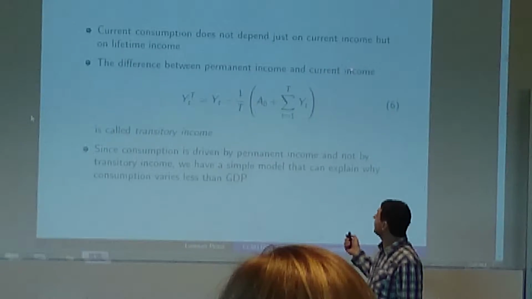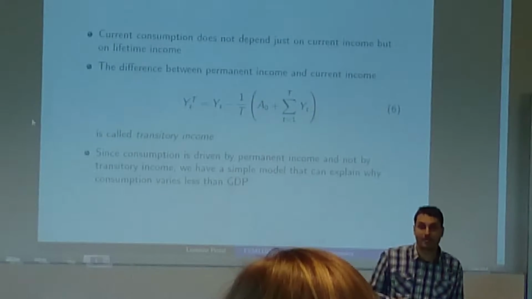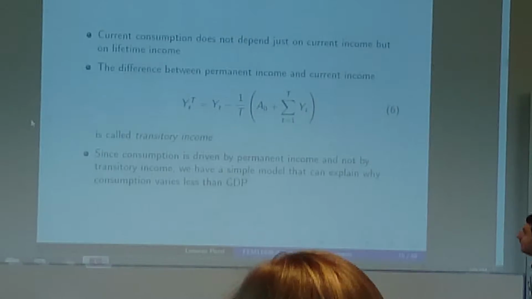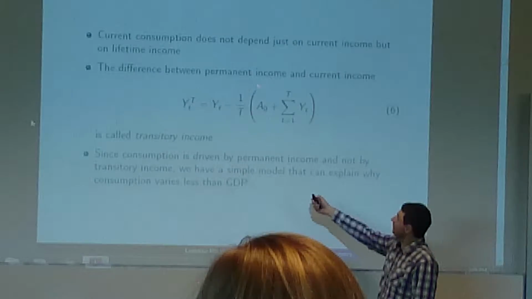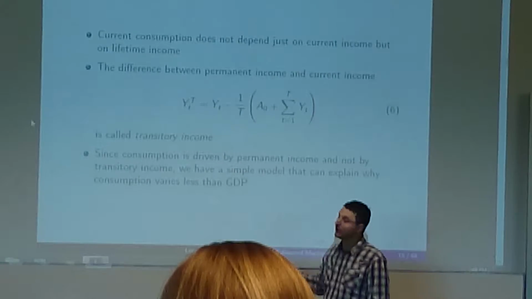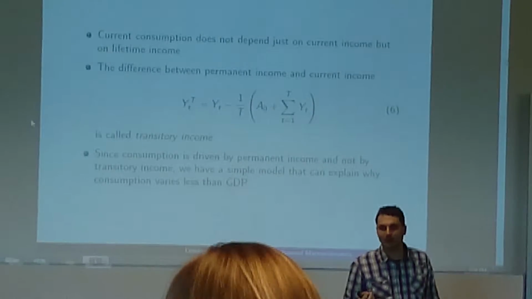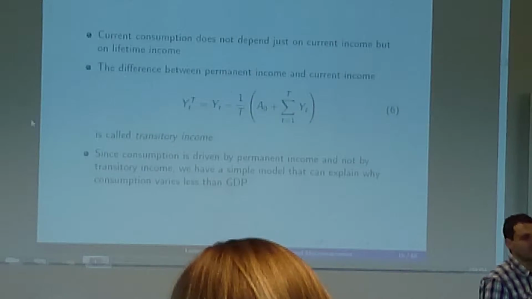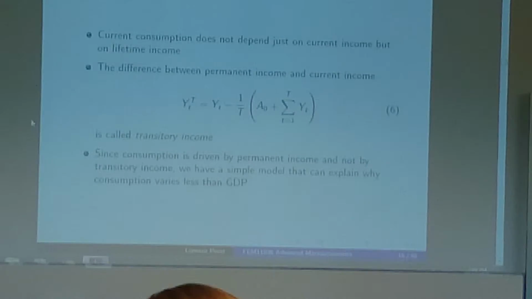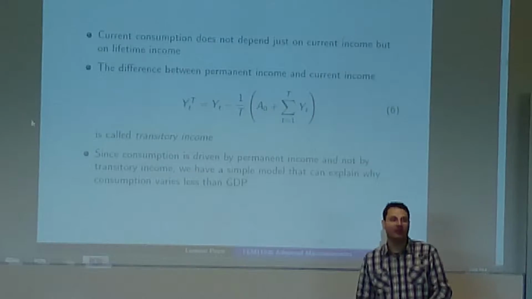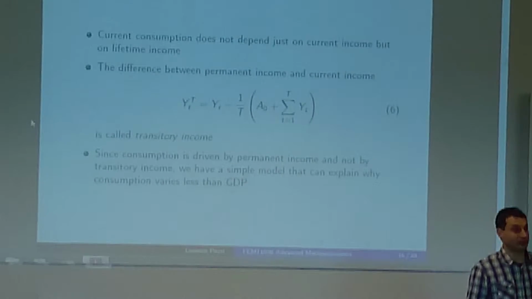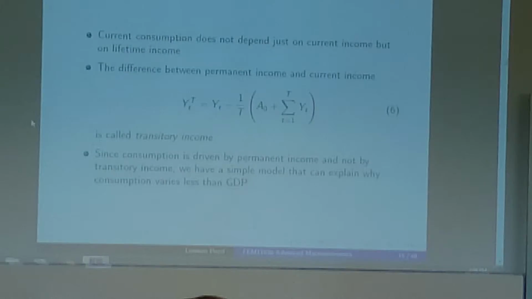The difference between permanent income and current income can also be looked at. So what is the difference between current income and permanent income? This whole term, we call that transitory income. That's something that is unusual. One period you get a bit higher income, next period you get a bit lower than your permanent income. We call that transitory income.